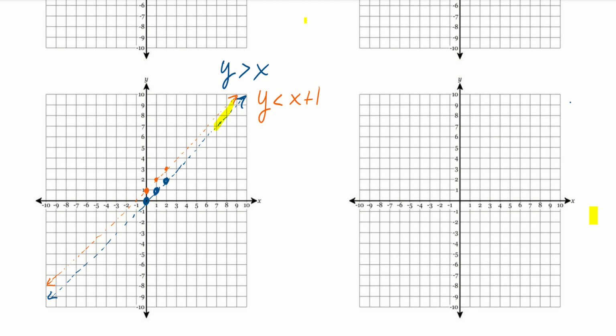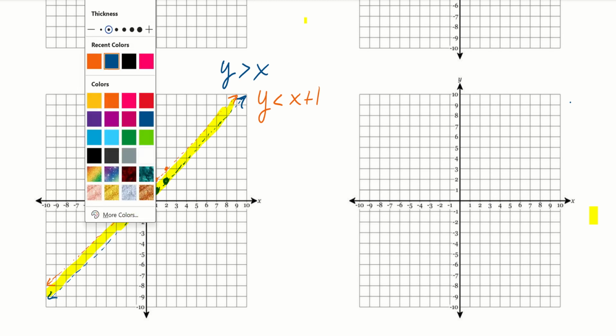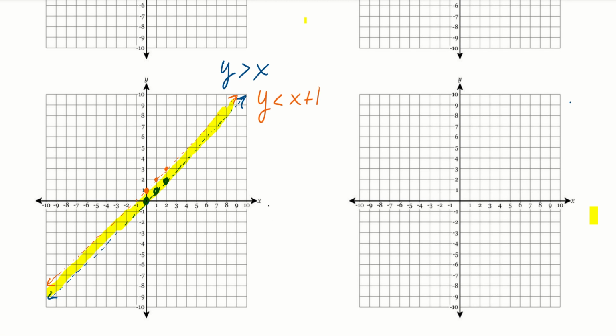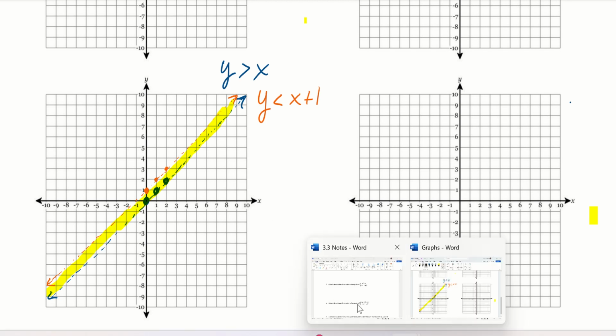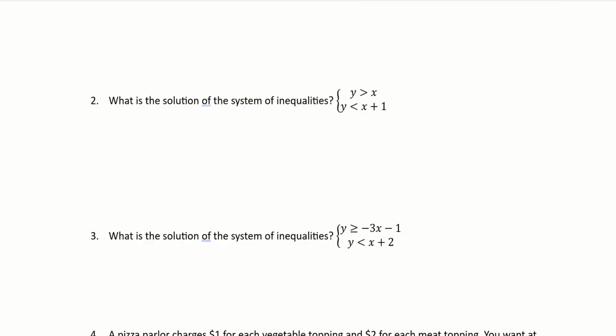So right in between these two lines. So basically that's how you solve a system of inequalities using graphs. And what we'll look at next is absolute value function.